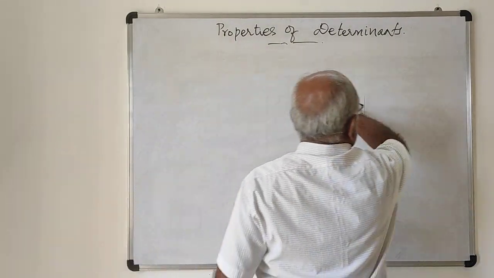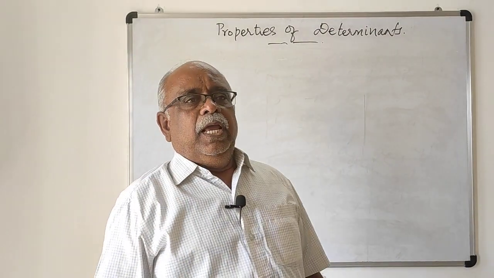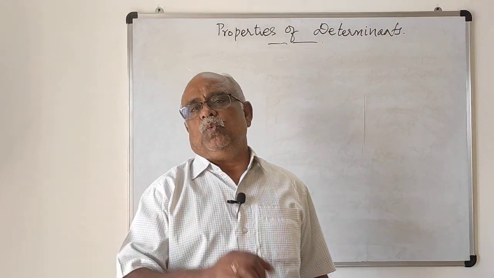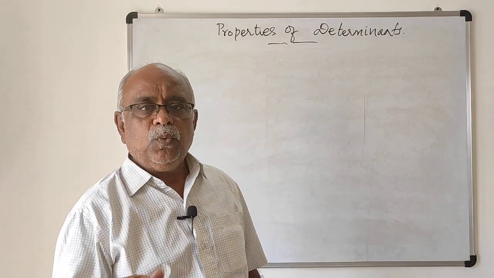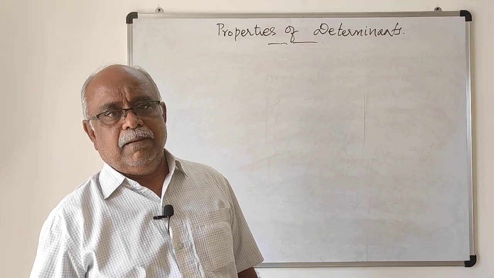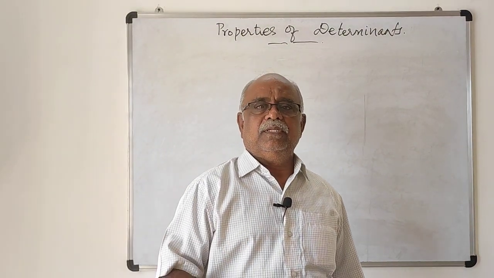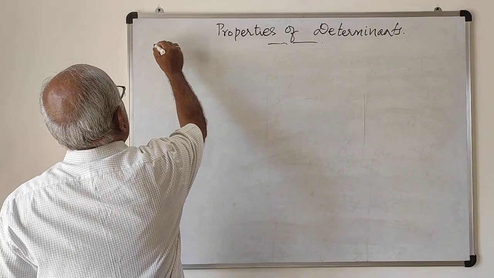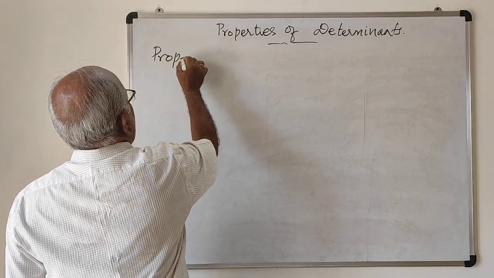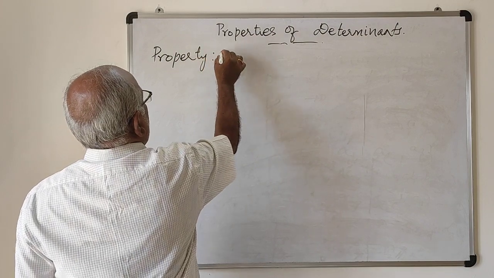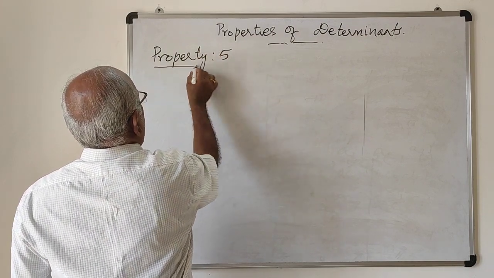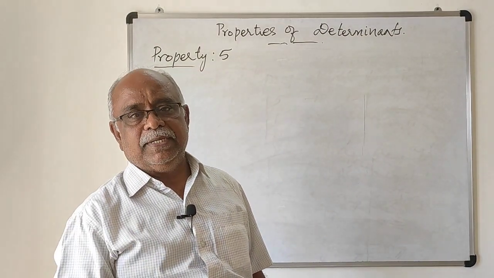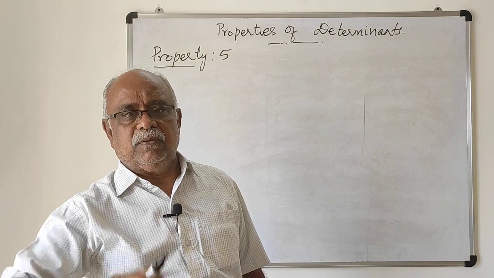Property 5 states that if the elements of a row or column are expressed as sum of 2 elements, or sum of 2 numbers, then the determinant itself is expressed as sum of 2 determinants. That is the property 5.